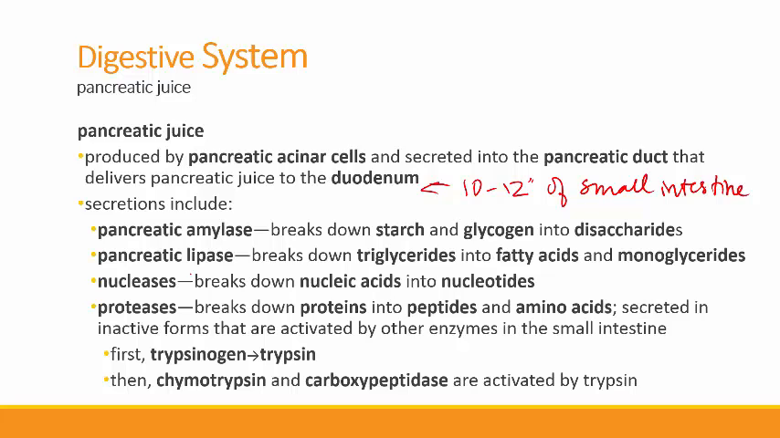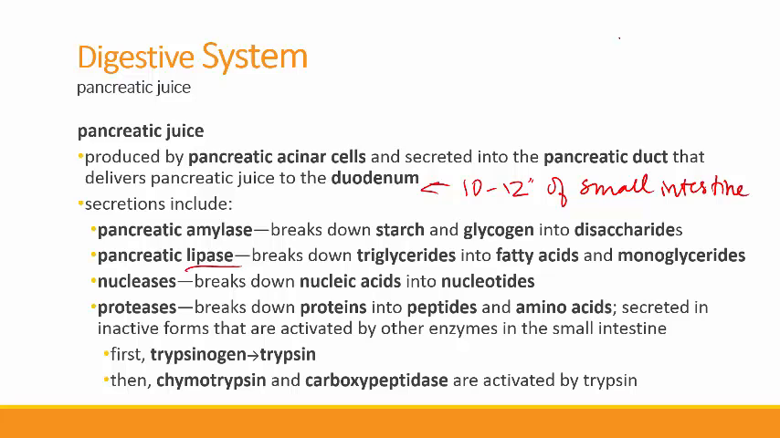So if it's lipase, what is it breaking down? Well, it's breaking down the triglycerides, the dietary fats that we consume, and it strips off the fatty acids from the glycerol backbone, producing the fatty acids that are released and monoglycerides. So we take away just two of the fatty acids.